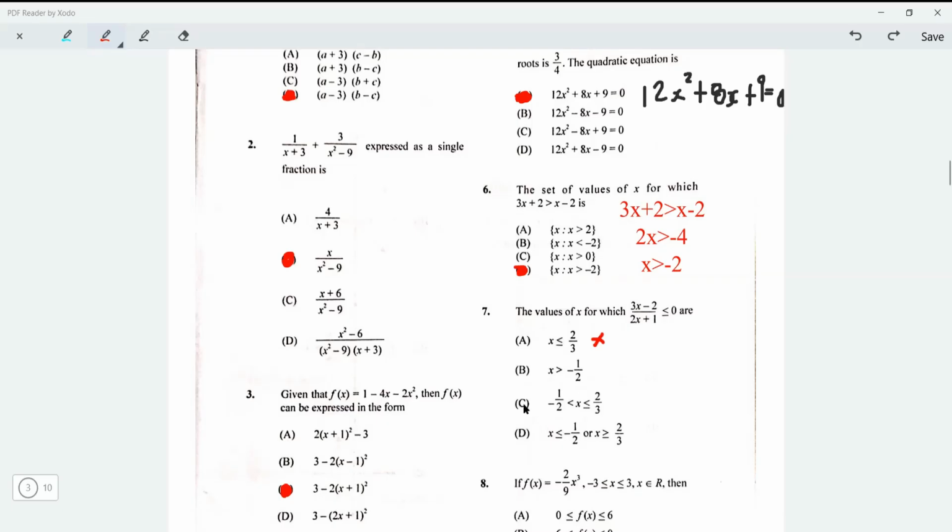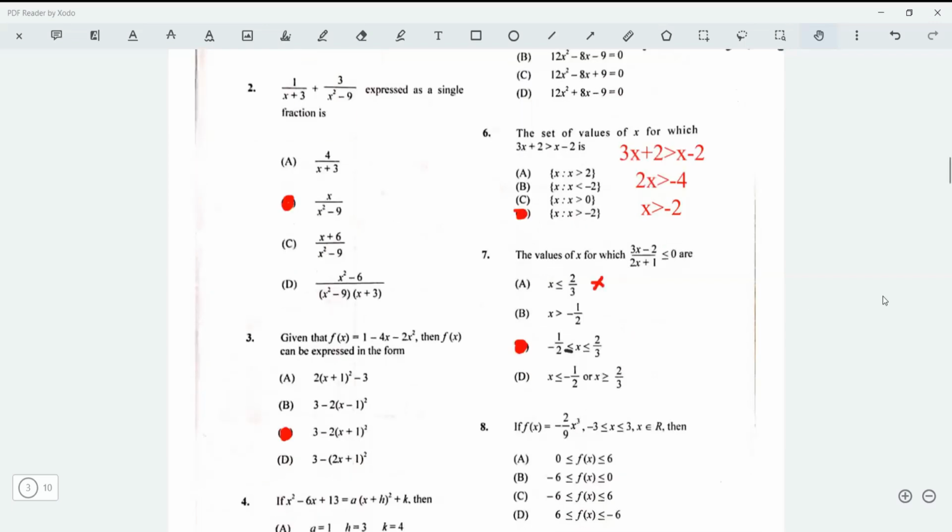Where is that one? This is it right here. All right, so you should have it right here. That is this part right here: x is less than or equal to 2 over 3, but bigger than or equal to minus a half. All right, nice. That's the solution.